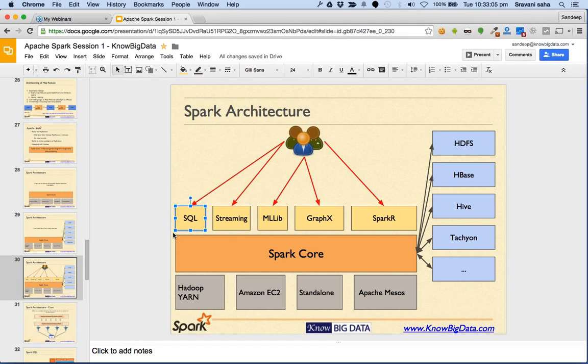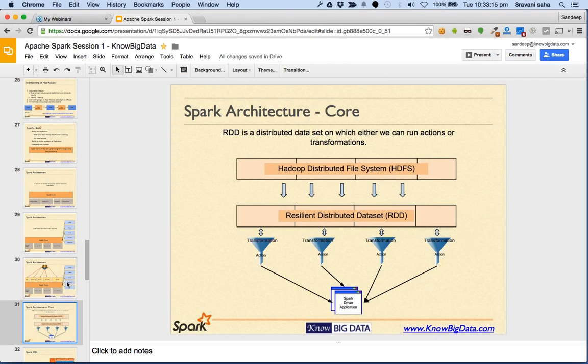Similarly, Spark provides you this beautiful API for doing the stream processing. We will consider stream processing in a minute. So we'll just go one by one. Let me just go one by one. So the core of Spark is designed in the following manner. There are three concepts which are part of Spark.